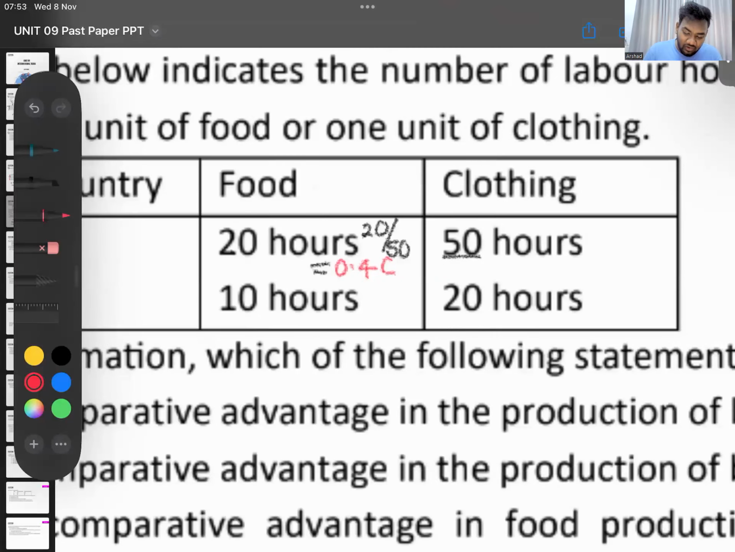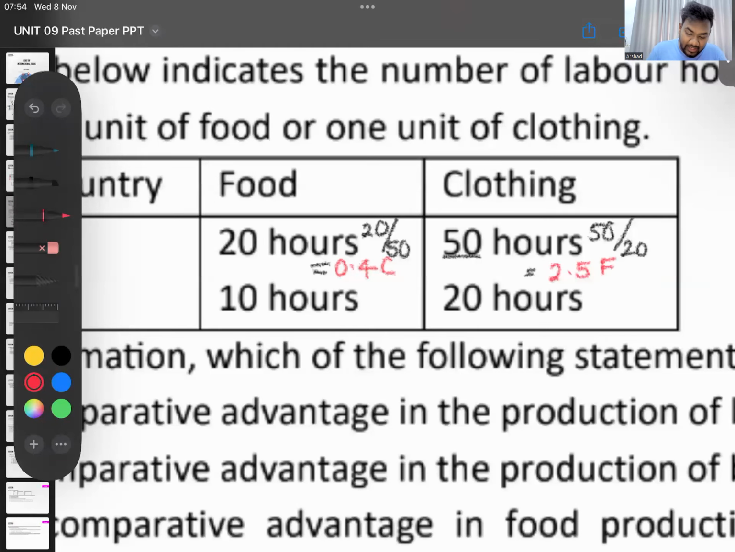Do the same thing for clothes then. How will you find it for clothes? Simply take this 50 divided by the other good. The other good is food, so 50 divided by 20. How much do you get here? 5 divided by 2, 2.5 units of food.